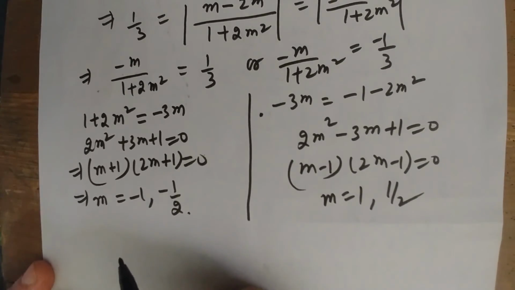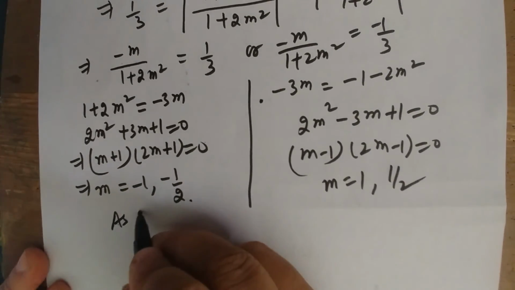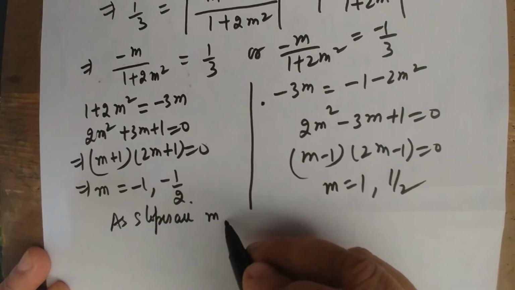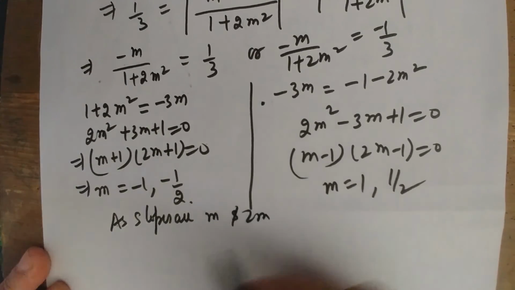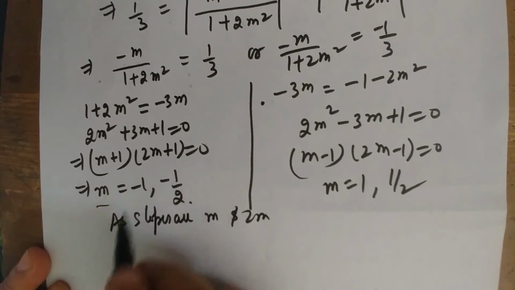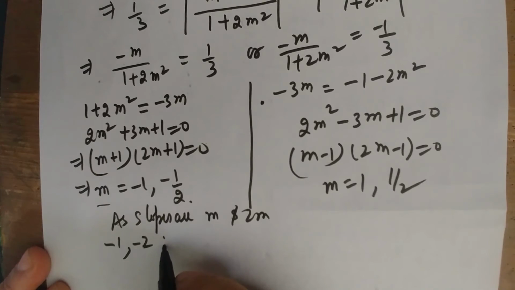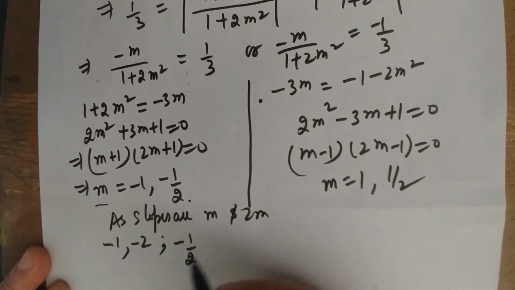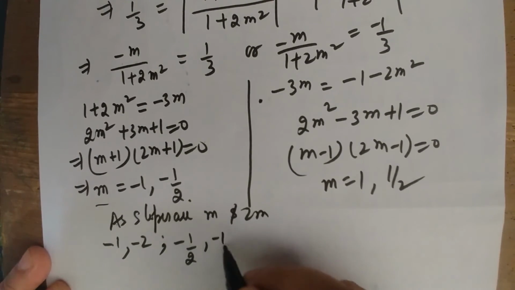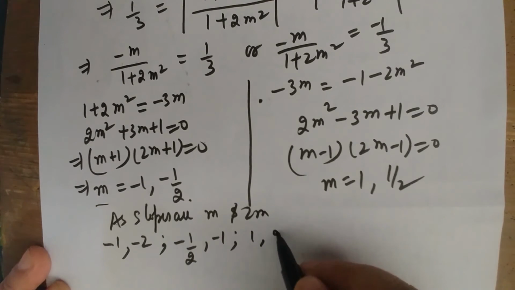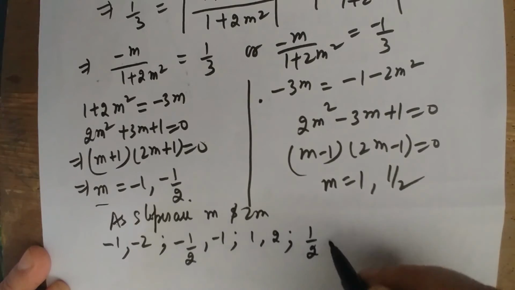As you know, the slopes are m and 2m, right? So if these are the values of m, if minus 1 is there, the value of 2m will be minus 2. This is one pair. Second, if minus half is there, twice of it is minus 1. Then if it is 1, the other value is 2, and if it is half, then the other value is 1.